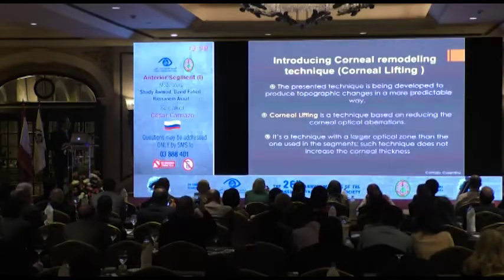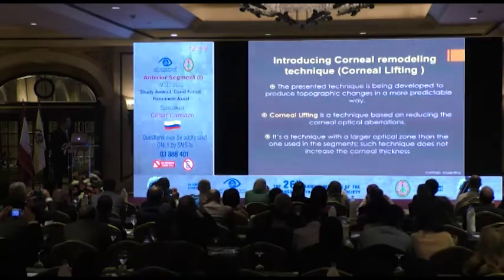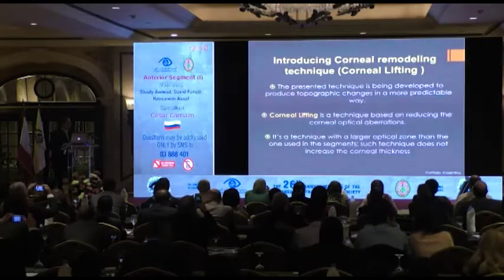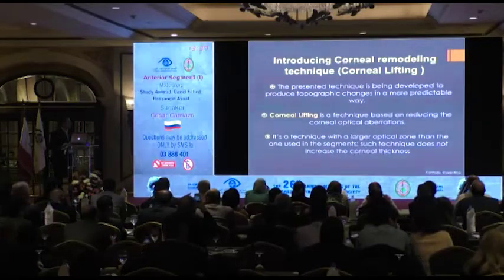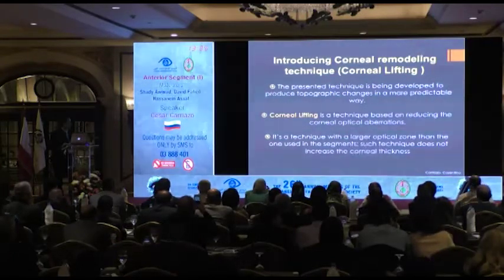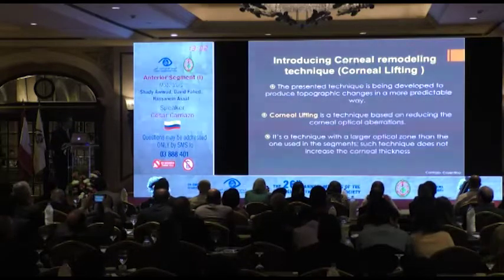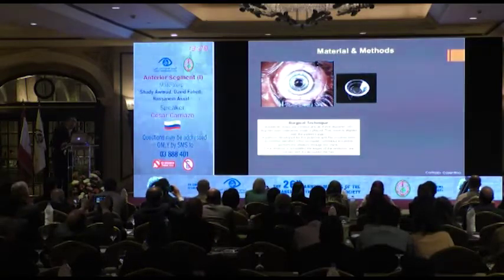This technique is being developed to produce topography changes in a more predictable way. It is based on reducing the corneal optical aberrations, and it's a technique with a larger optical zone than the old one used in the segments. Such a technique does not increase the corneal thickness. Let me show you how we began to do that.